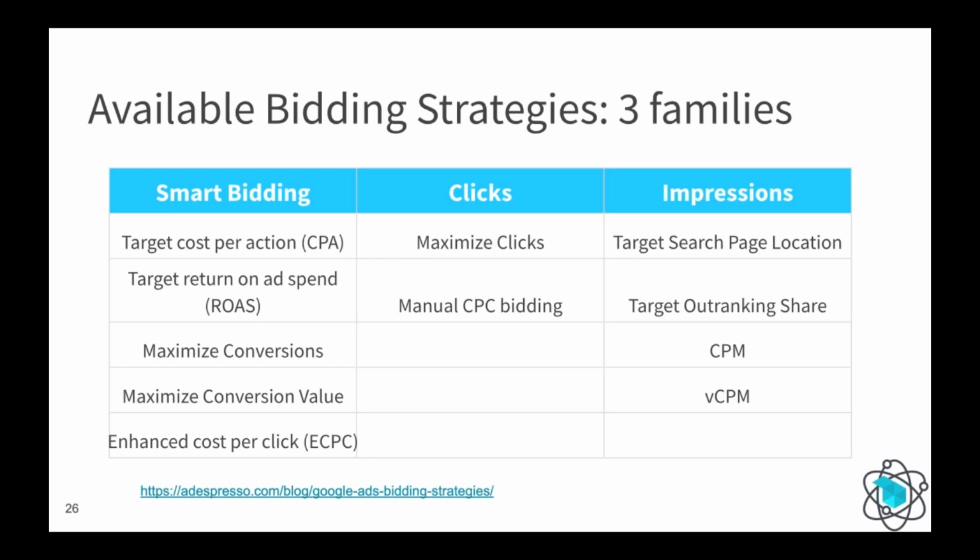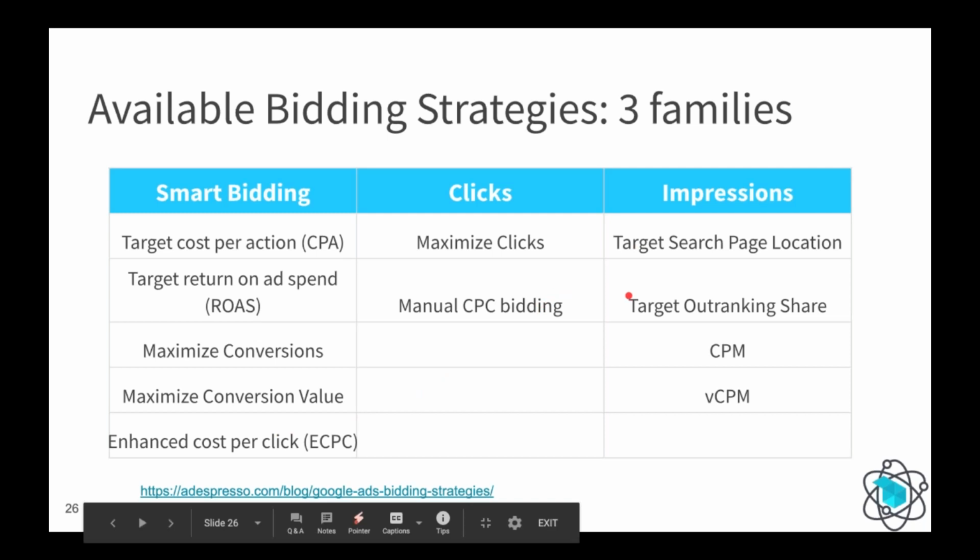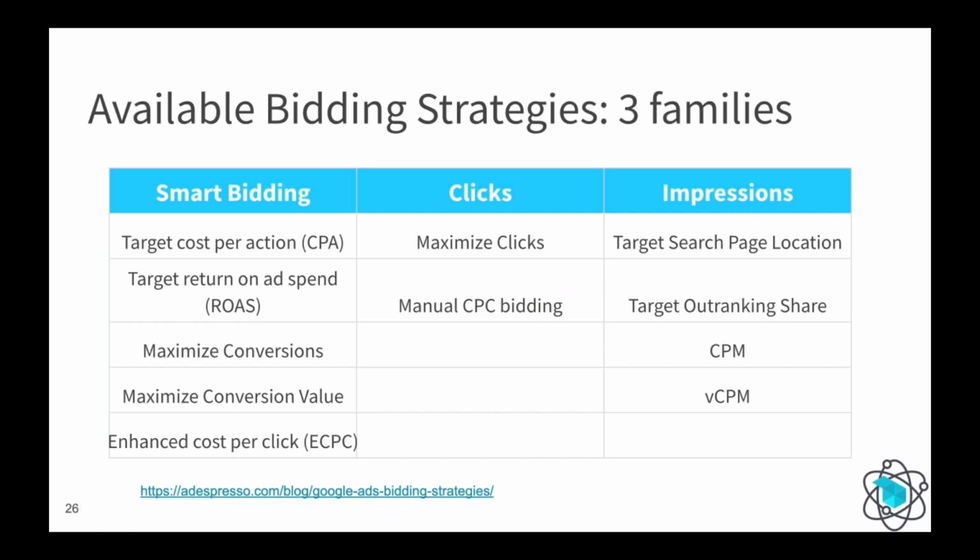So whenever you want to target a specific page location or a specific outranking share, these are strategies that are good when your goal is maximizing your presence towards very specific keywords. Typically that happens when your boss or your manager are particularly sensitive about specific keywords. All right, so this is a very quick wrap-up: three families: smart bidding, clicks, and impressions.